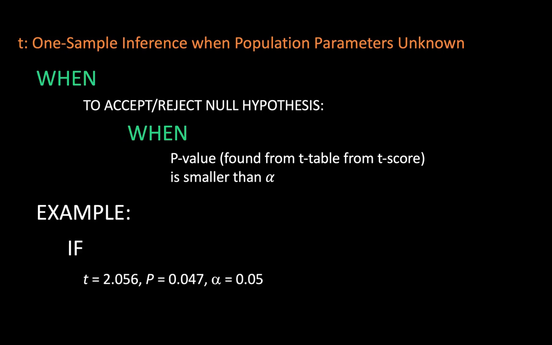So for example, if the t-score is equal to 2.056 and the p-value is 0.047, that's the p-value that corresponds to a t-score of 2.056, and alpha is at 0.05, at 95% significance. We reject the null hypothesis since the p-value of 0.047 is less than the alpha of 0.05. So our data is significant.